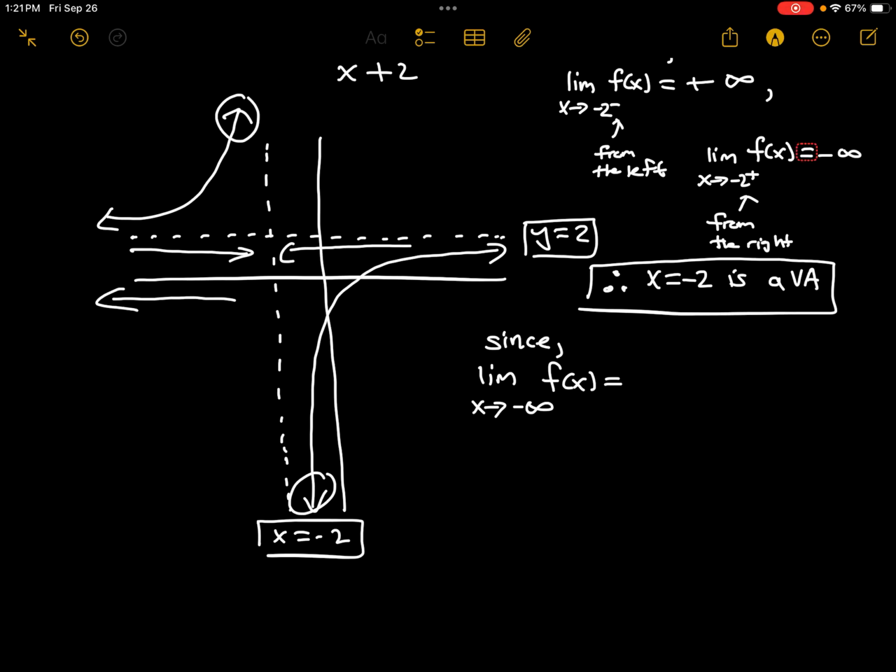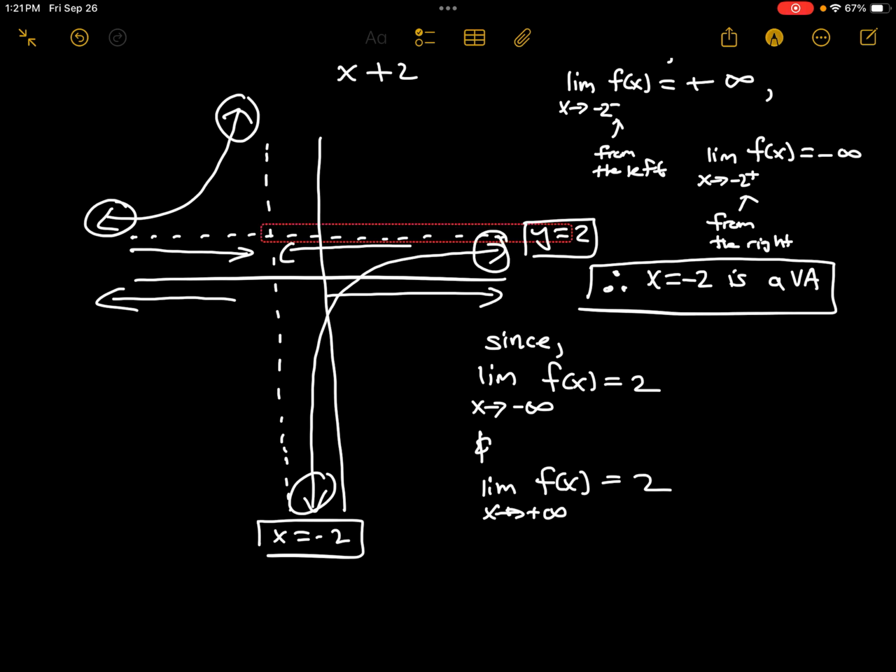And the limit as x approaches positive infinity of f of x, as I'm going this direction along the x-axis, notice the y value is also getting close to 2. Okay, so because the limit as x approaches -infinity and positive infinity approaches the same number, you could say, therefore, y is equal to 2 is an HA.